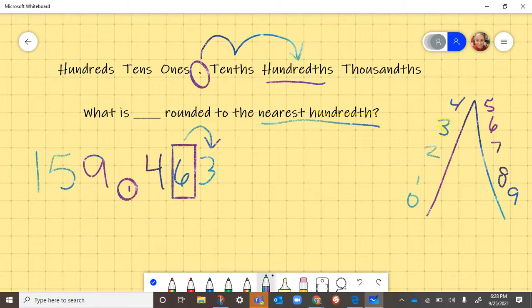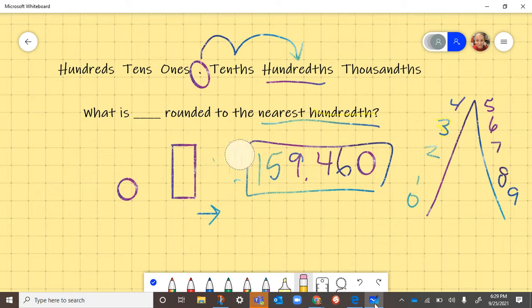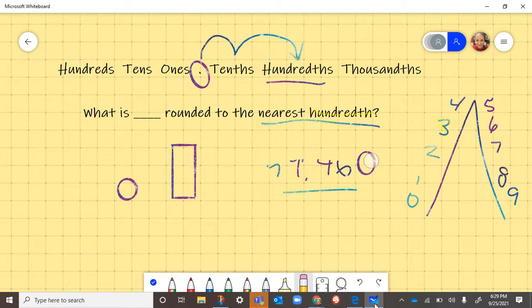So the 6 stays the same, and everything to the right runs to 0 in a fright. What this ends up equaling, if we're rounding that number to the nearest hundredths, is that everything to the left stays the same. So that would be 159 and 46. Remember, we're leaving the 6 the same. We're letting it rest. And then everything to the right of the box is going to change into a 0. So this would be our answer when we round that to the nearest hundredths. All right, let me try another one here.